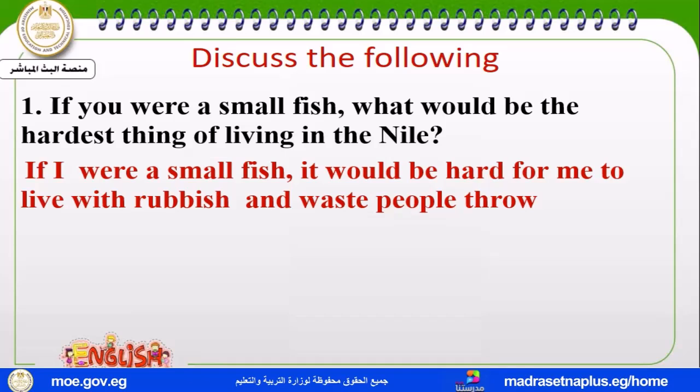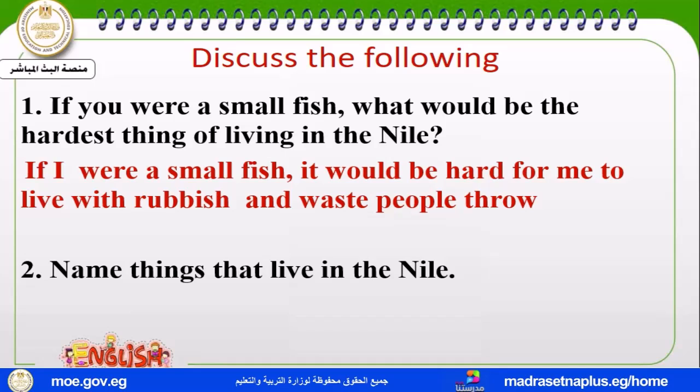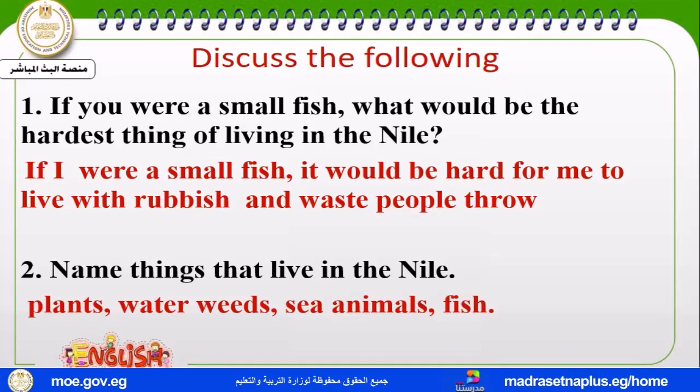Another point was, name 3 things that live in the Nile. Can you remember? Yes. We can find that plants live in the Nile, water weeds live in the Nile, sea animals live in the Nile, and the fish live in the Nile.